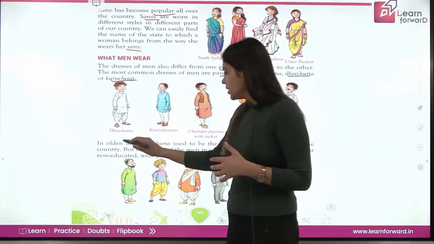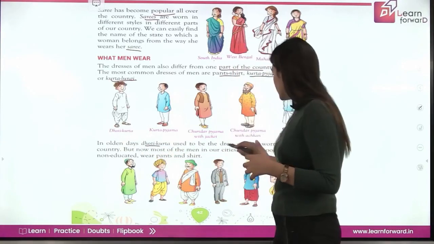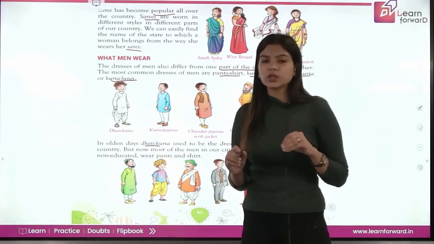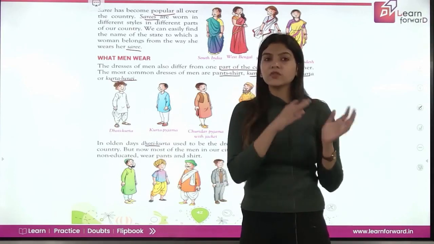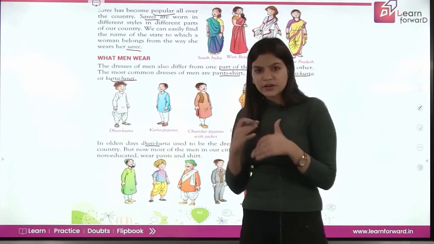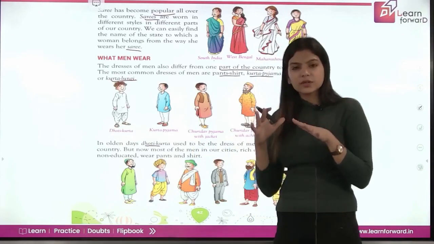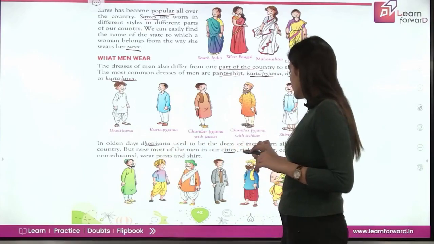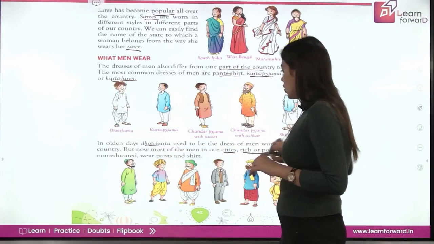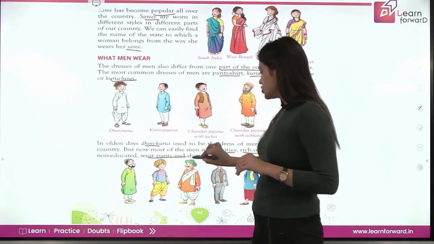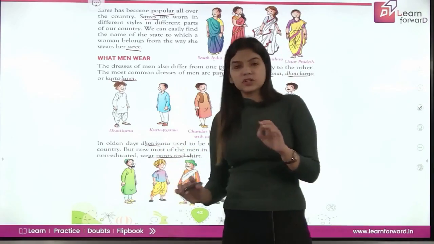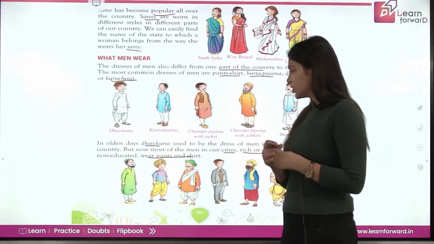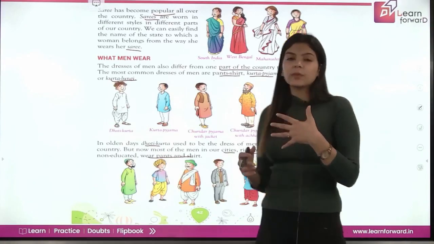In olden days, dhoti kurta used to be the dress of the men worn all over the country. So earlier, dhoti kurta was the only outfit that men all over the country used to wear. It was all the same earlier. But now most of the men in our cities, rich or poor, educated or non-educated, wear pants and shirt. In our country, whether rich or poor, educated or uneducated, everyone wears shirt and pant.